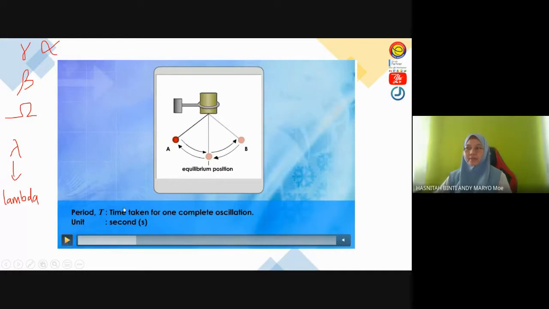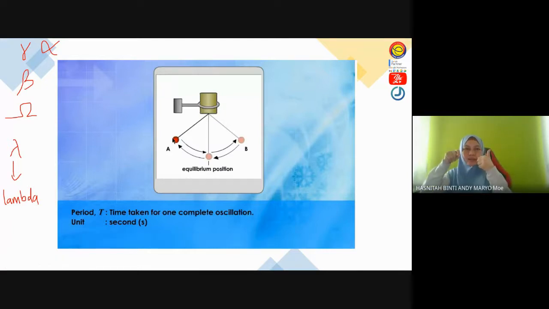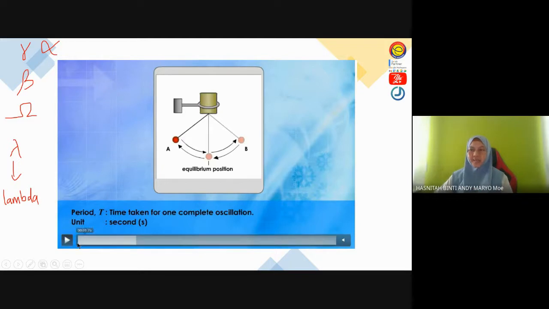So from here, we can understand what is meant by period. Period refers to the time taken for one complete oscillation. Let's say before we release the pendulum, the moment you release, you start your stopwatch. From A you start your stopwatch, and when it comes back to A again, you stop your stopwatch. Let's say the time is 5 seconds, which means 5 seconds is the period. So what is period? Time taken for one complete oscillation.